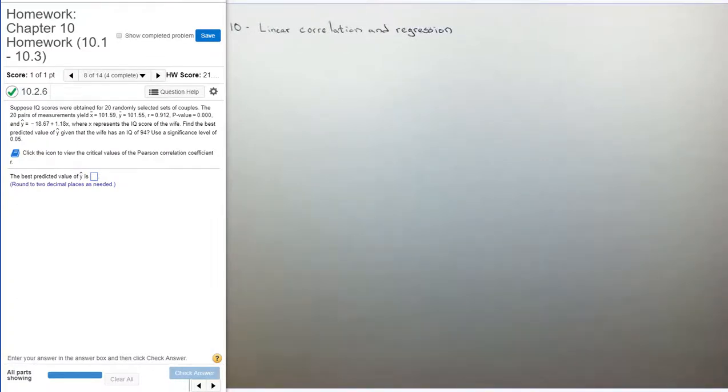Hey guys, homework from chapter 10. So we're going to look at linear correlation and regression. We'll look at a couple of homework problems for it.